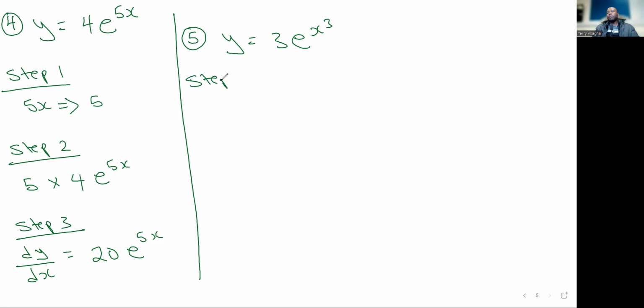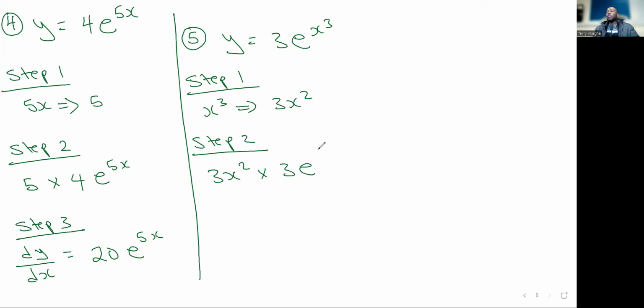So step 1, the power we have in this case, we are having x cubed. And when you differentiate x cubed, this will give you 3x what? 3x squared. All right? Because you bring down 3, and 3 minus 1 will give you 2. Step 2, you multiply this to the original question. So it's going to give us 3x squared multiplied by 3 exponential what?